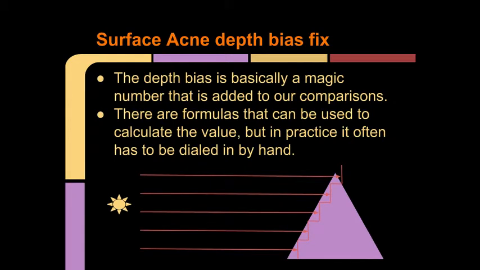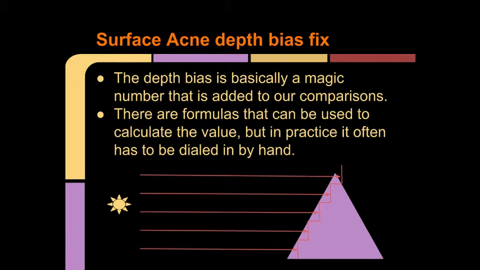So what should I set my depth bias to? There are white papers and formulas floating around that have some methods for determining what the value should be, but in practice the value is often dialed in and figured out through trial and error. We will need a value that is as small as possible, but is still large enough to fix the problem.